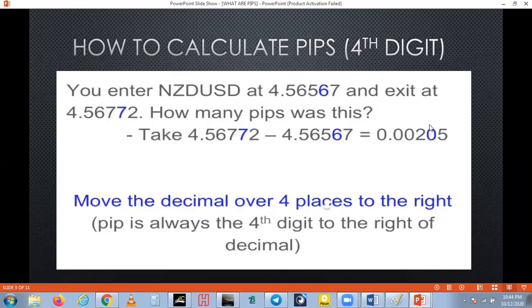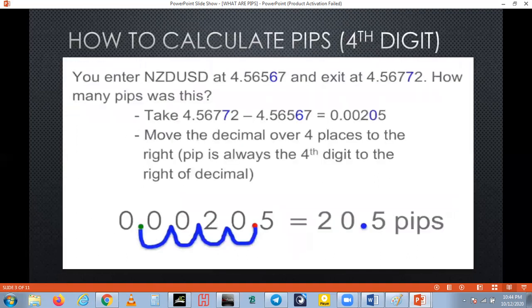0.00205. The reason why we are making this fourth digit a color blue is because I'm trying to highlight that this is where the pip starts from. Okay, same example: if you enter at this price and you come out at this price, how many pips have you made? That's 0.00205.